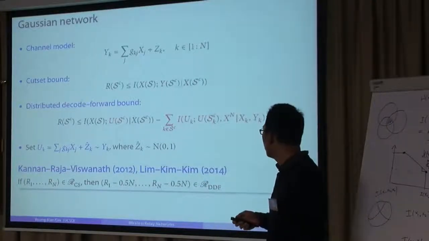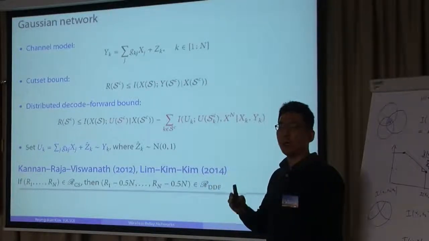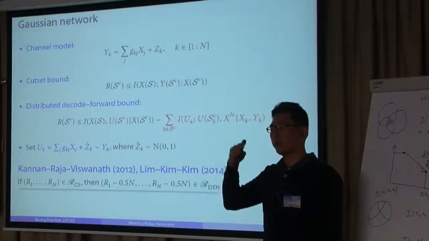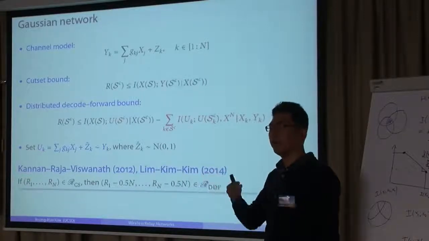And this term, the half n, can be reduced to log n when we have a certain structure in the network. So, for example, for a 2-hop network, we can make it log n, and we can even make it up to half log n.